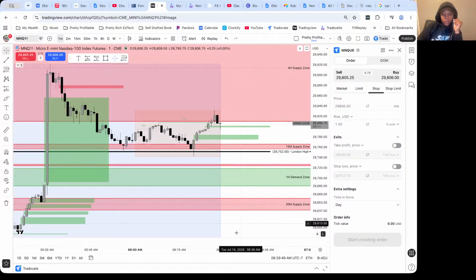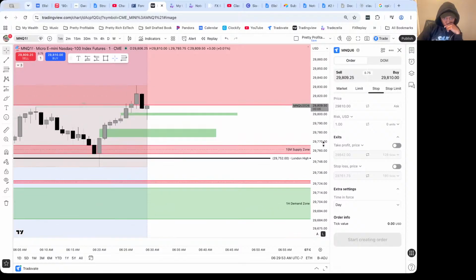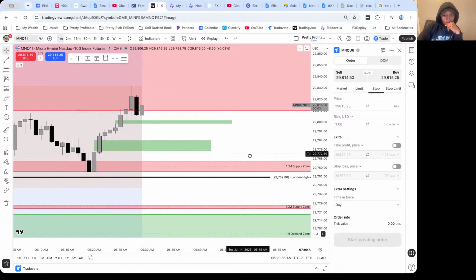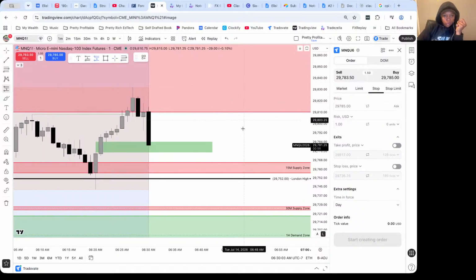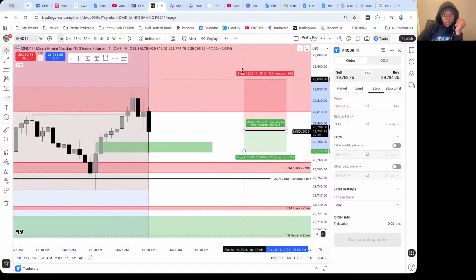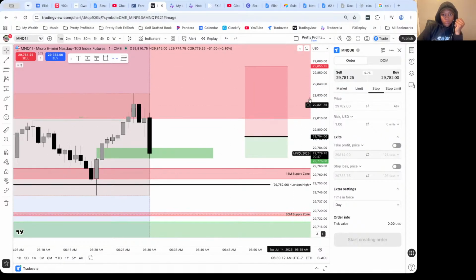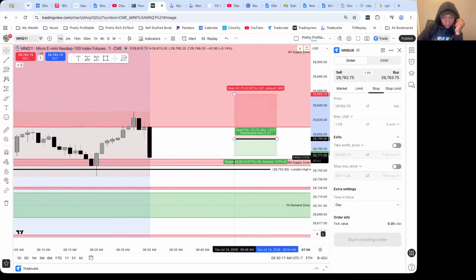Big spike in the London session. All right, so I'm currently seeing we got a supply zone. If it finishes here, I have my entry already set. I'm going 1-to-1 risk to reward right now.